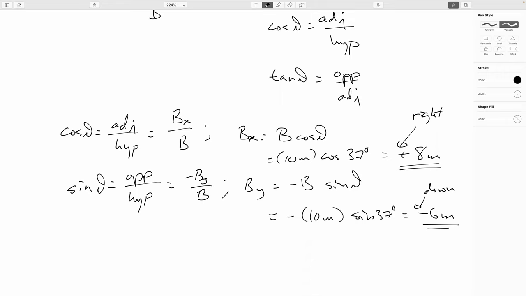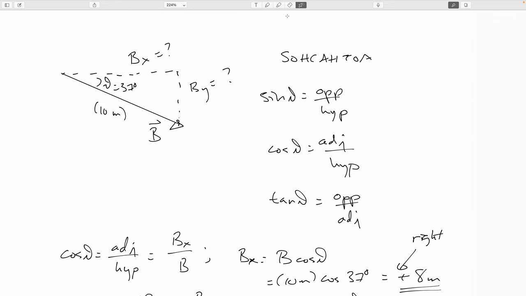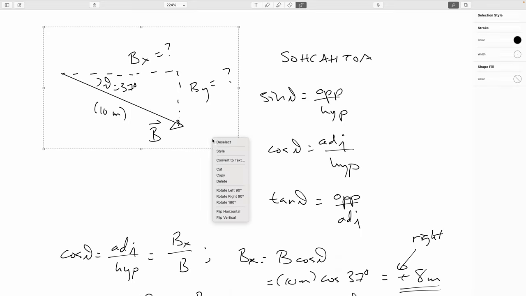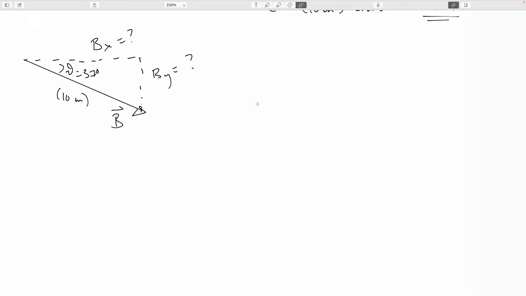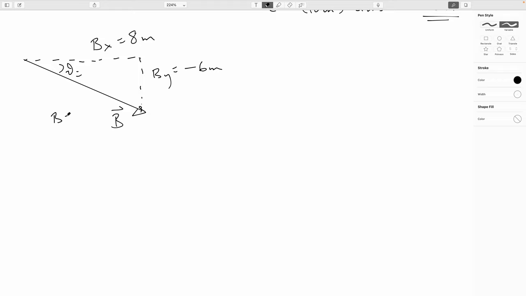Okay, well, let's do the reverse example. So let me just copy paste this real quick. There we go. So let's say we already knew our vector components, but we wanted to find the magnitude and the direction. So we'll use the exact same values we had from before, so we know what the answer is going to be, but let's just work it through. So let's say bx is 8 meters, by is negative 6 meters. I want to know what is the magnitude of b, and what is this direction angle here.